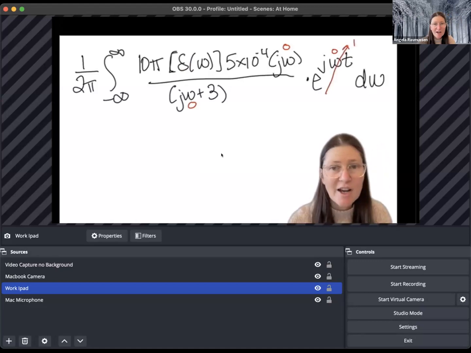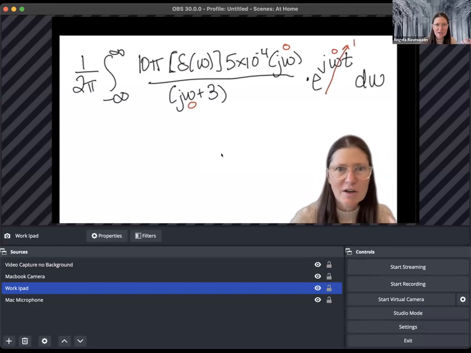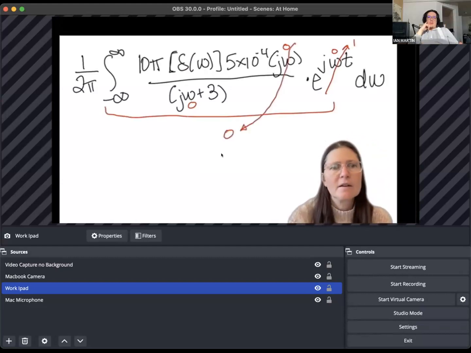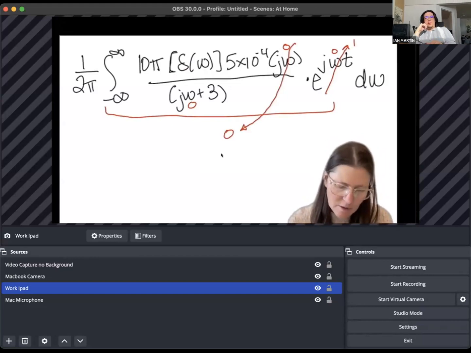But this is a j times 0. So that whole top is basically going to go to 0. Right. And so because of that, the function then all goes to 0. So the integration then goes to 0 because of this portion. Yep, that makes sense. What happens with the delta omega next to the 10 pi?